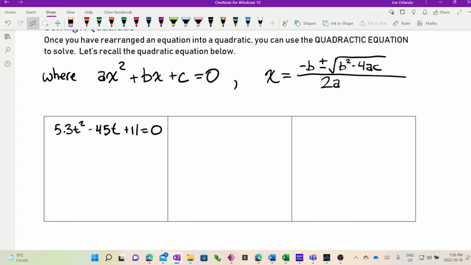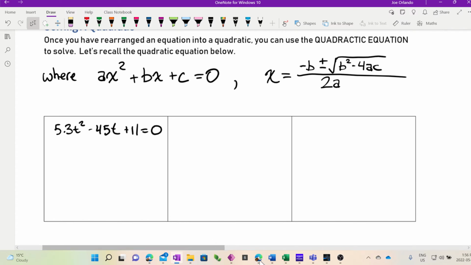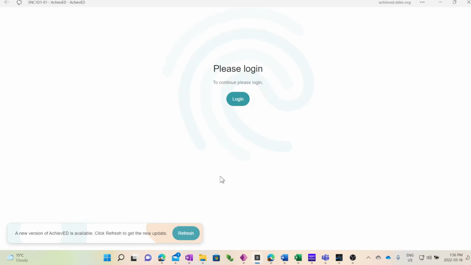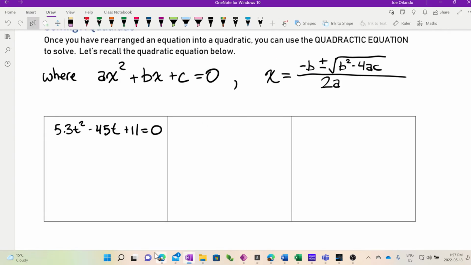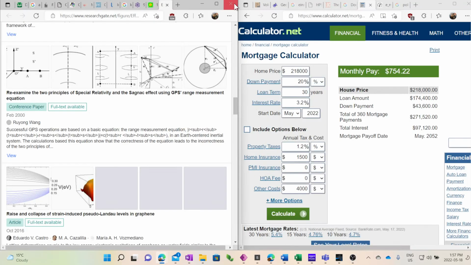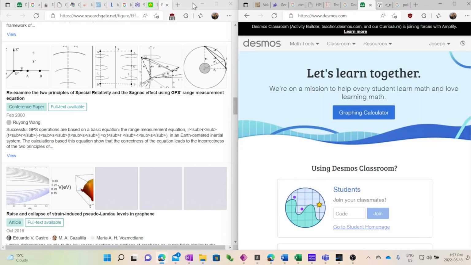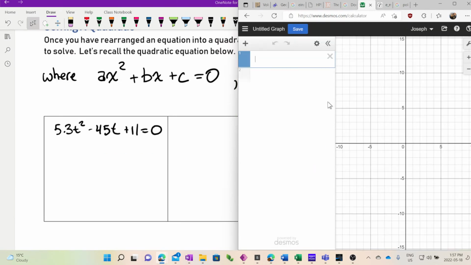Now, my advice is in chemistry, you know where I want to do this? Desmos, baby. Because what's the greatest invention of the 21st century? Desmos. False. Minecraft. What's the second best invention of the 21st century? Desmos.